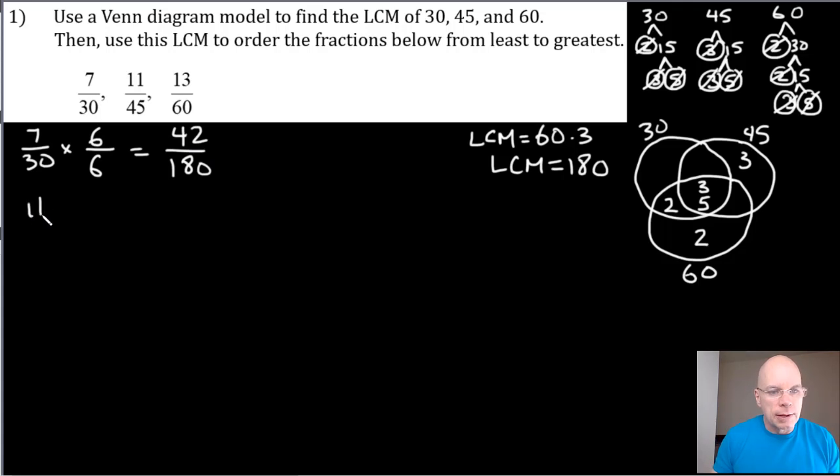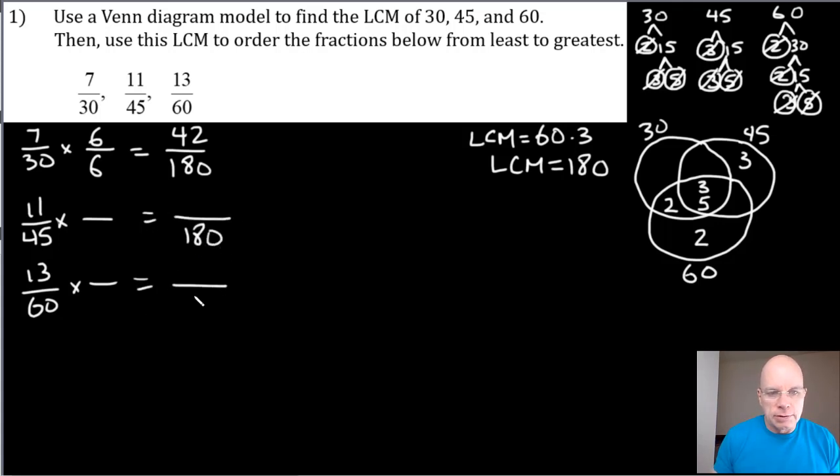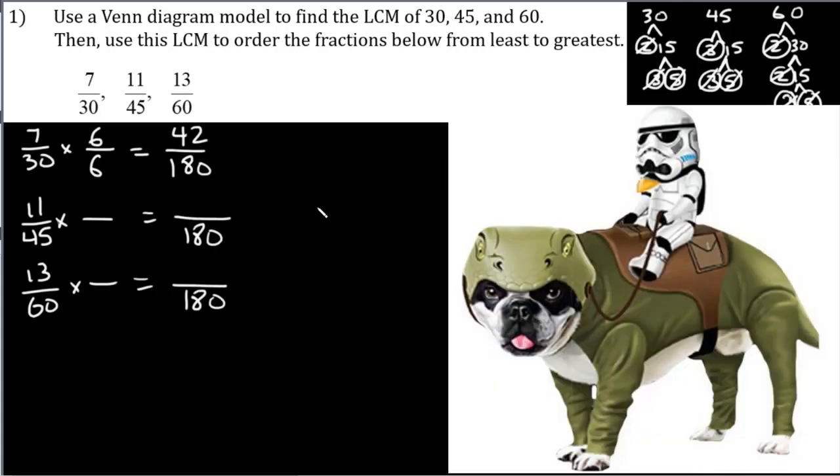Why don't you, during the pause, do something similar for 11/45ths and 13/60ths. Multiply them by the correct version of 1 in order to get a denominator of 180. And you can use the Venn diagram to help with that. And then once you have those equivalent fractions, place them in order from least to greatest back in their original forms, and then come back and hit play and see how you did. Paused.